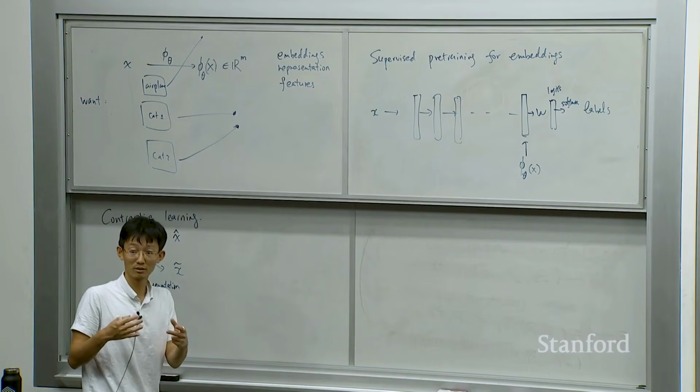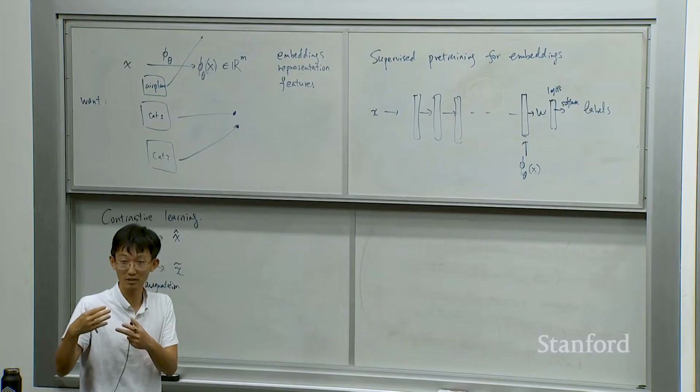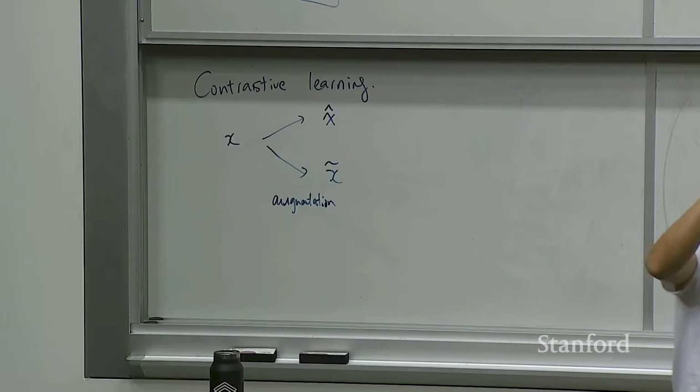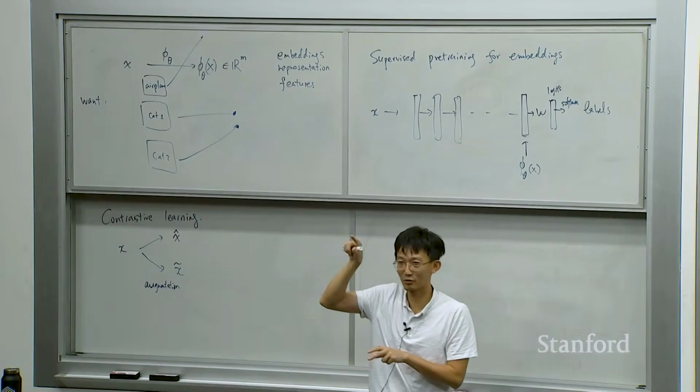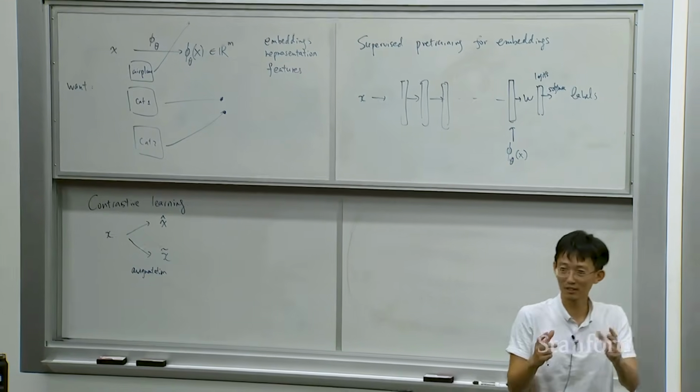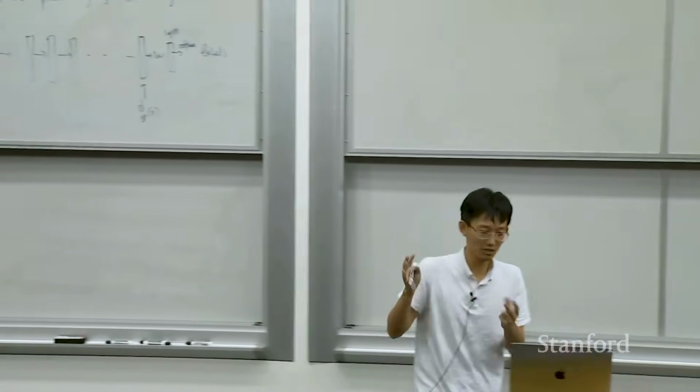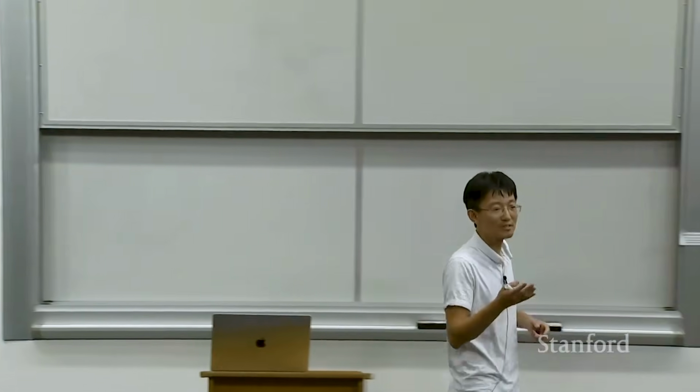Because it's random, you can use two random seeds to generate two augmentations. Maybe you have a big image and X hat is the top right corner and X tilde is the bottom left corner. And maybe you can add additional flips, blurring, and so on and so forth.